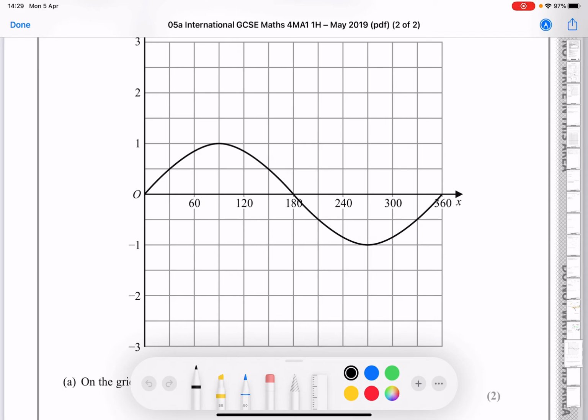I get 0, 1. I get 30 and 1.732. I get 60 and 2. I'm going to go through and I'm going to mark on the points. 120 and 1. 150 and 0. 210 and minus 1.732.